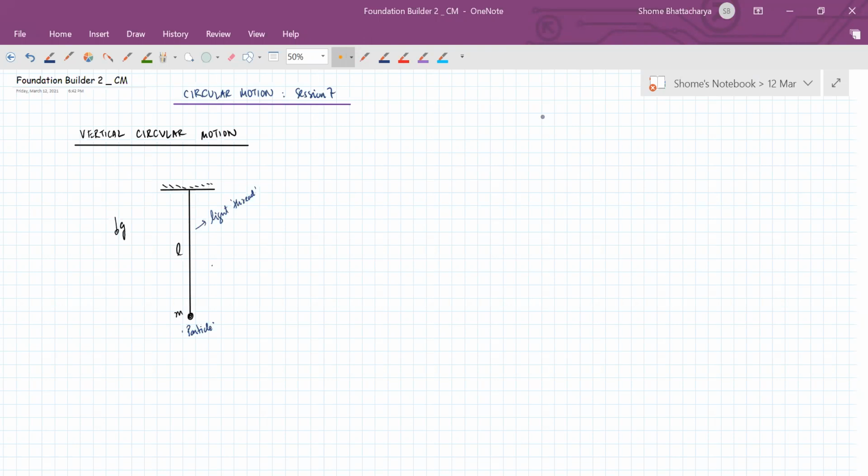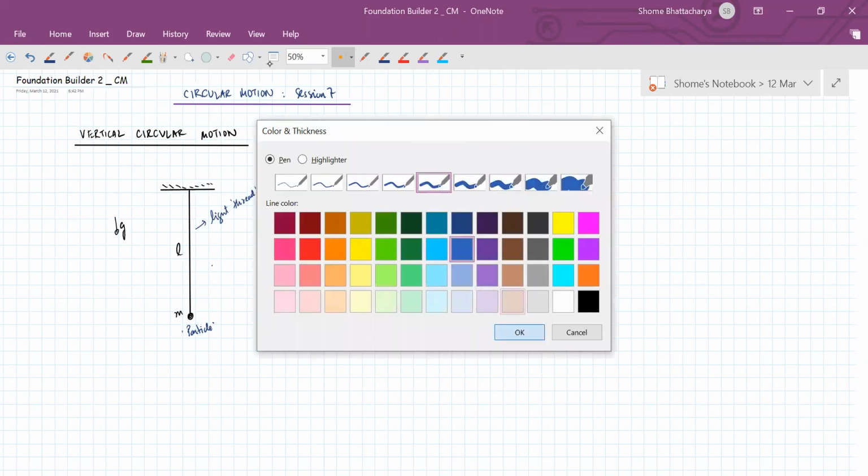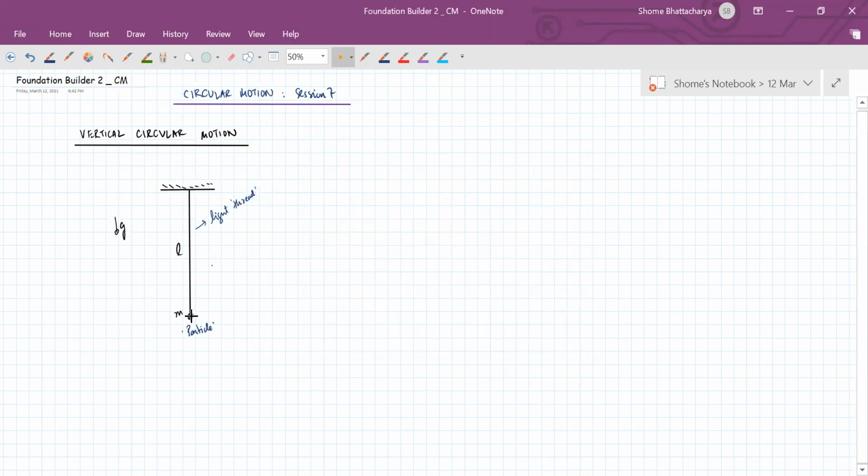Now coming back to this, if we have this kind of situation, a particle attached to a light thread, what we do is at the bottom, when the particle is at this position initially, we give it an impulse or a sharp push so that it develops a horizontal velocity just at that moment equal to V0. So what will happen is that because it is attached to this thread, the particle will describe vertical circular motion about this suspension point O.